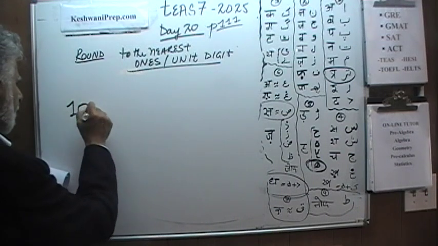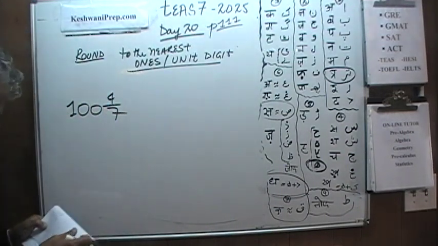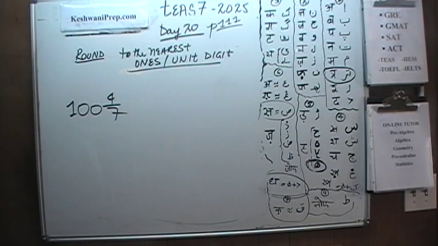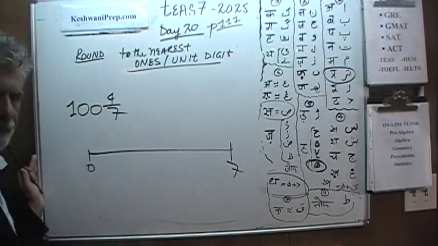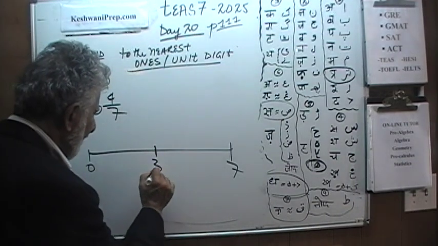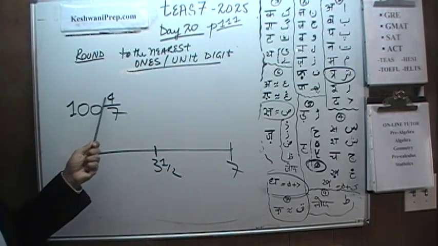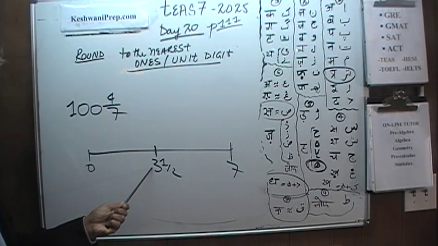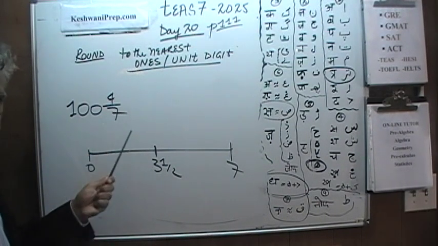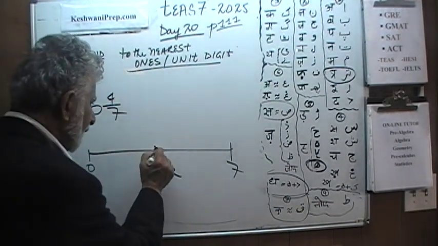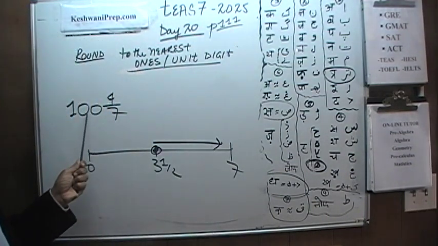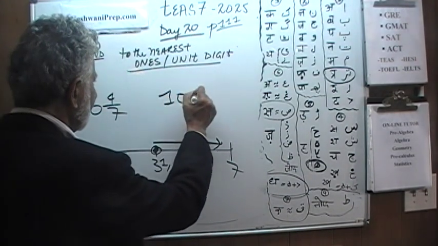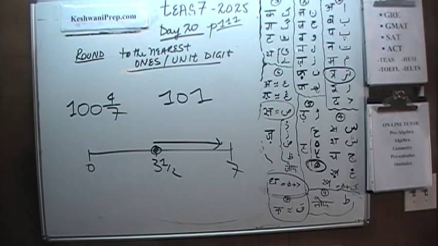How about 100 4/7? Now we're doing a scale of 7. The halfway mark is exactly 3.5. Is 4 equal to or more than 3.5? The answer is yes. 4 is equal to or more than 3.5. In other words, we are either here or to the left of it. So when you round this thing to the nearest ones digit, it becomes 101.